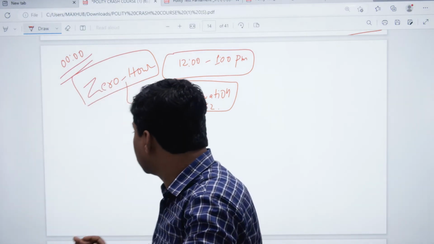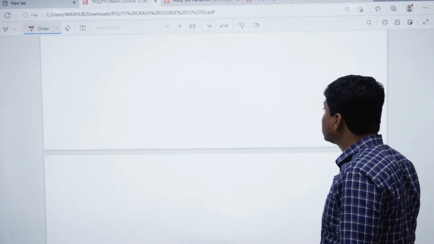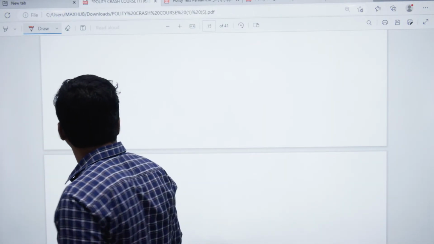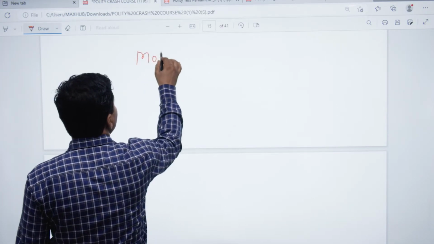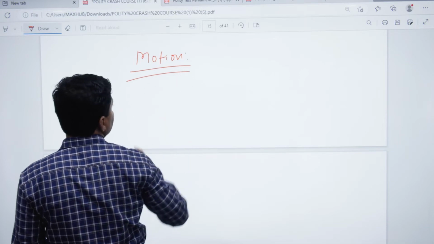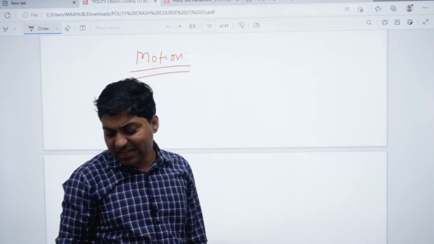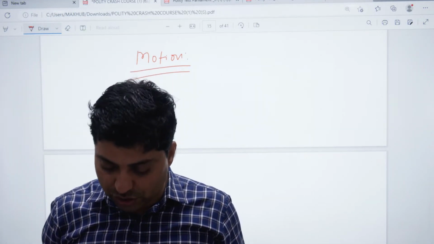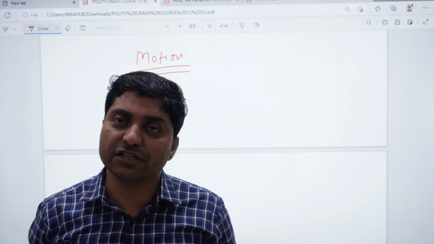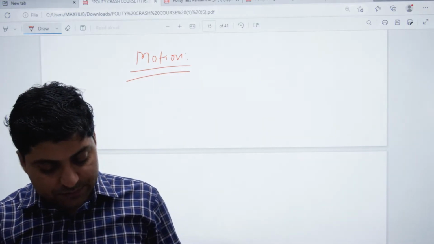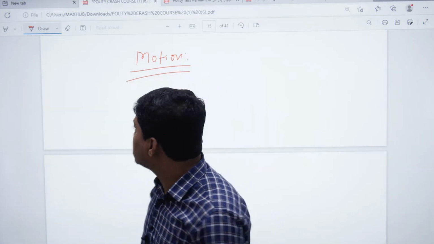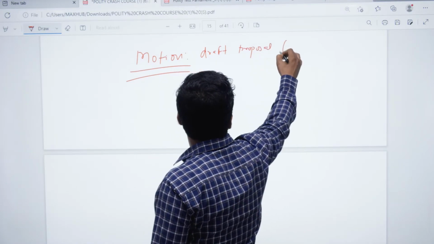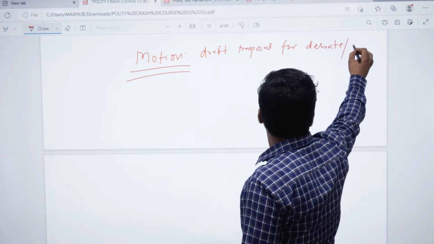Now these are other devices. Now let me talk about one device that is called motion. What is motion? Let me tell you that any debate can be initiated in the parliament with a motion. Without motion, no debate can be initiated, right? So motion is also a draft proposal for debate, discussion.